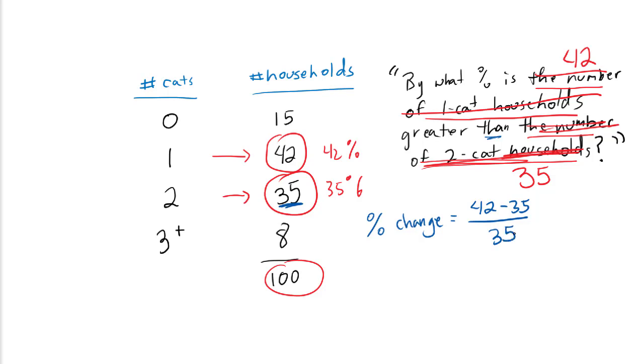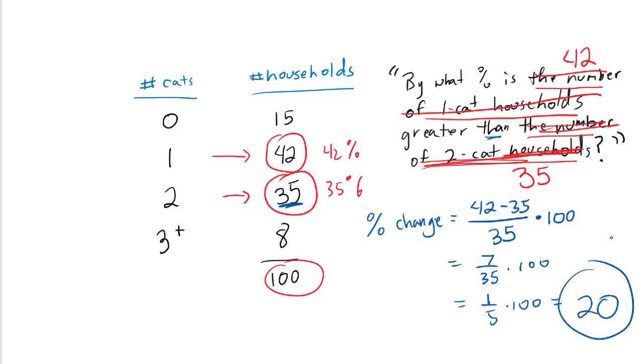So 42 minus 35 divided by 35 times 100. We multiply by 100 to put it in a percent figure. This is just going to be 7 divided by 35 times 100. 7 divided by 35 is really 1/5, times 100 is 20. The correct answer is 20%, the percentage increase of 42 from 35. And that's really the question we're trying to answer here.